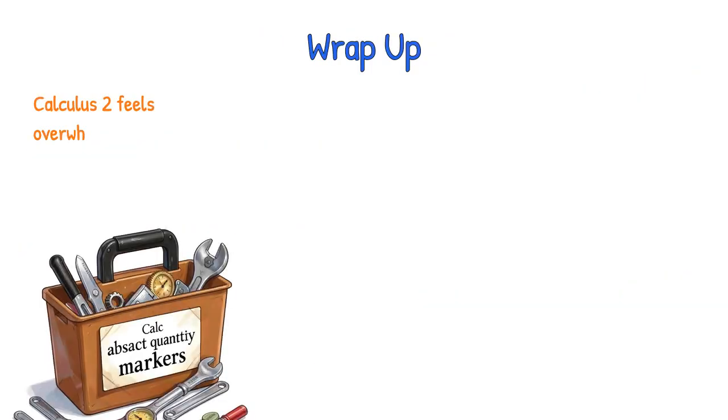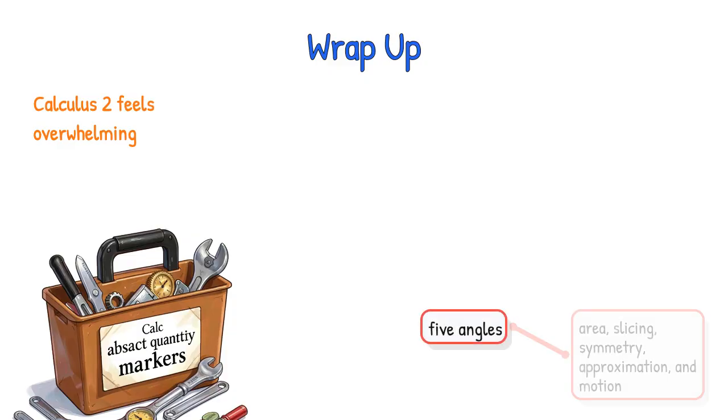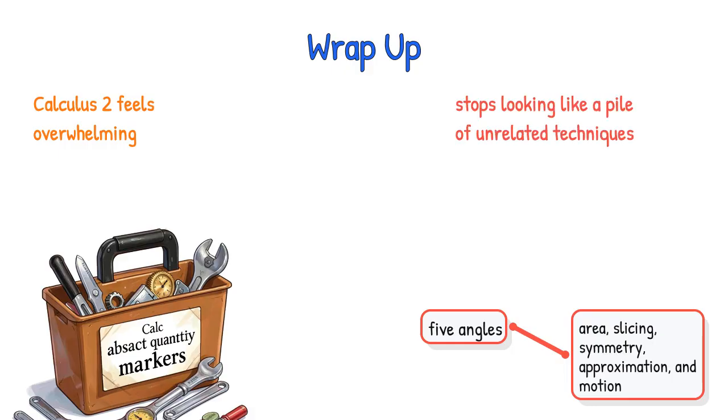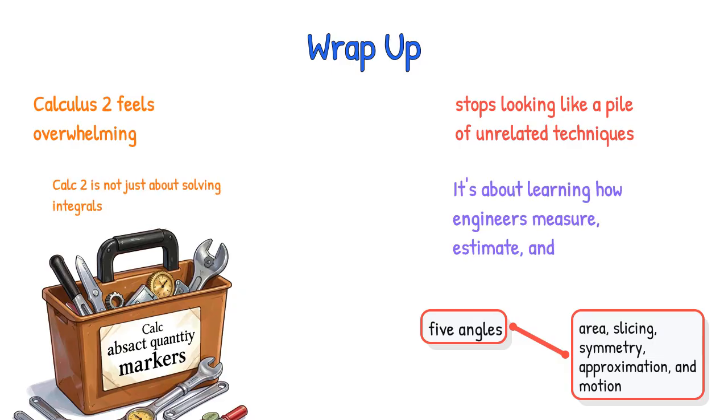So if Calculus 2 feels overwhelming, don't just memorize formulas. Try viewing the subject through these 5 angles: area, slicing, symmetry, approximation, and motion. When you do, the course stops looking like a pile of unrelated techniques and starts looking like one toolkit for understanding the real world. And that's the part worth remembering. Calc 2 is not just about solving integrals. It's about learning how engineers measure, estimate, and model the continuous world.